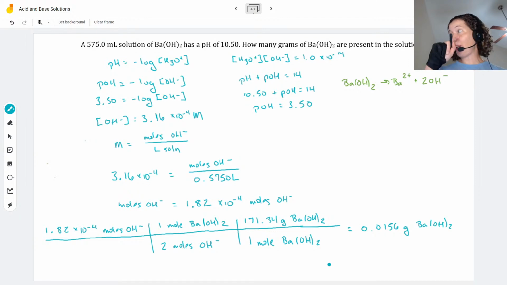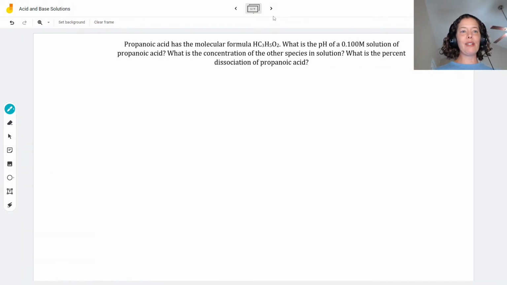Okay, it doesn't look like there are any questions in the chat, so we're going to keep on moving to my next problem. Okay, so propanoic acid has the molecular formula HC3H5O2. What is the pH of a 0.1 molar solution of propanoic acid? What is the concentration of the other species in solution? And what is the percent dissociation of propanoic acid?